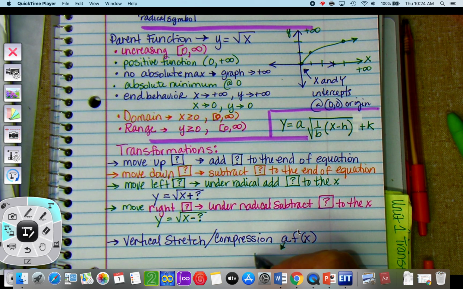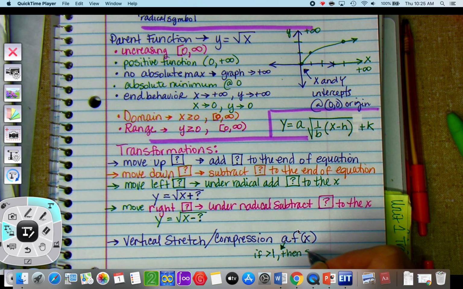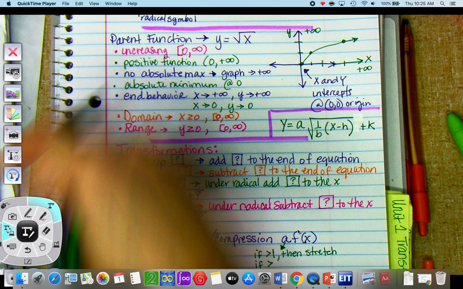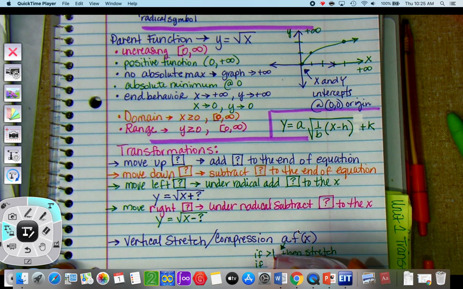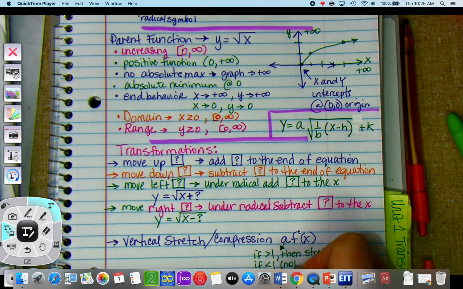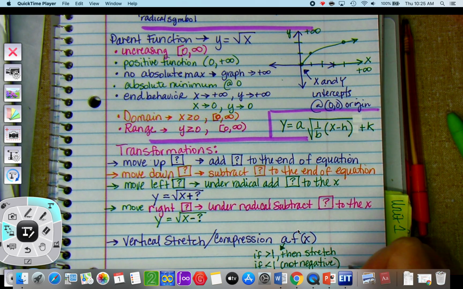Let's see. If greater than 1, then you have a stretch. If that value that you multiply the entire function times is less than 1, but not negative, because negative is just going to cause a reflection. So less than 1, but not negative. So we're talking about a fraction here. That'll get you your compression, and we're going to see that in Desmos.